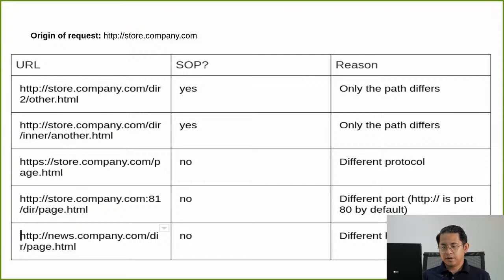So next is store.company.com/tr inner HTML, etc. That's the same as above. Only the path differs, so it's not violating the SOP.